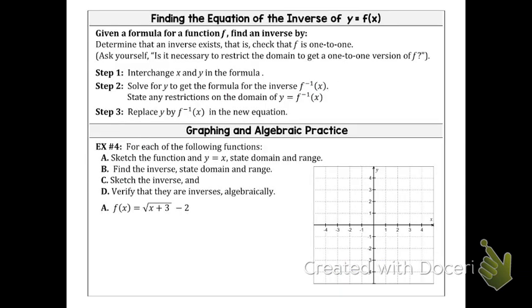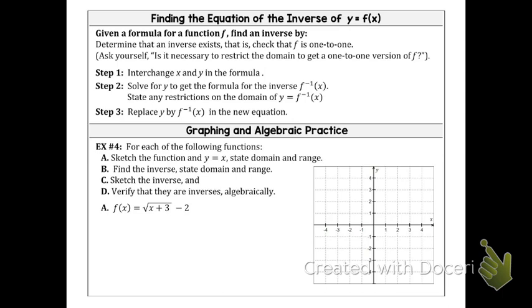All right, to find the equation of the inverse of y equals f of x, given a formula for the function f, we're going to determine that the inverse exists. That is, we're going to check to see if the function is 1-to-1, or if it is necessary to restrict the domain to make it 1-to-1. Then we're going to interchange the x and y in the formula. We're going to solve for y to get the formula for the inverse of f of x. We're going to state any restrictions in the domain, and then replace y with that inverse of f of x notation in the new equation.